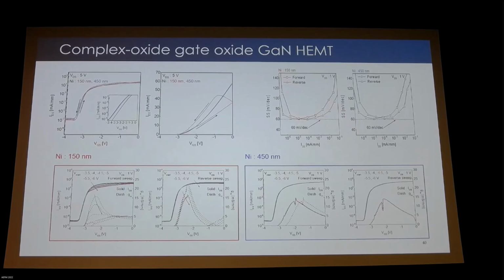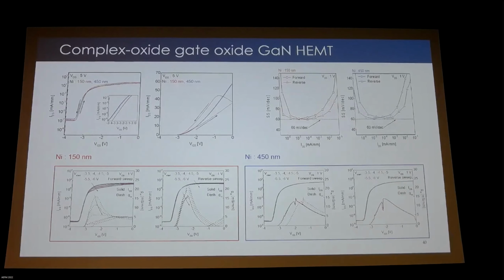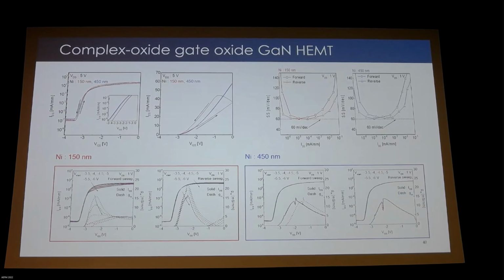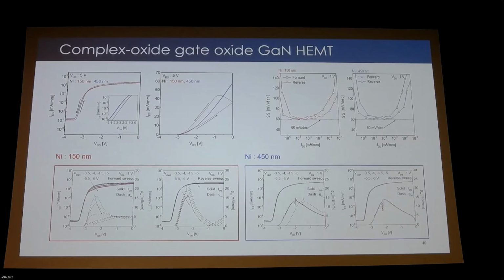So we wanted to actually strain the STO using thicker gate metal. So this is nickel. We use nickel for the gate metal, at 150 and 450 nanometers. And we found something interesting. For thin nickel gate metal, we saw some current collapse, but for a strained STO gate oxide, we didn't observe any sort of current collapse. So apparently the strain is also helping get rid of interface charges between the gate oxide and the GaN-HEMT area.